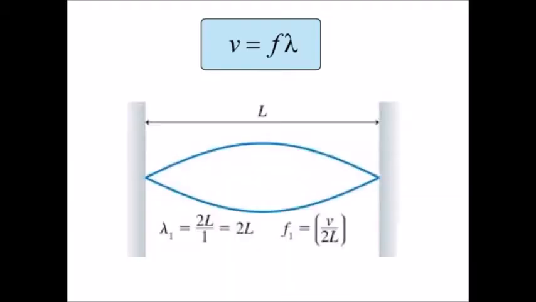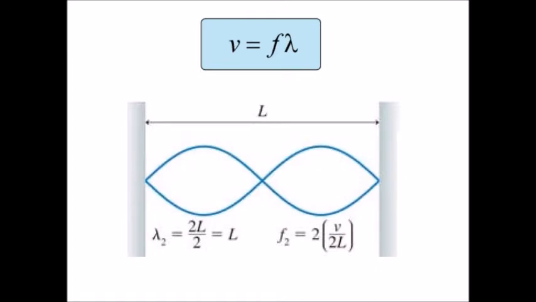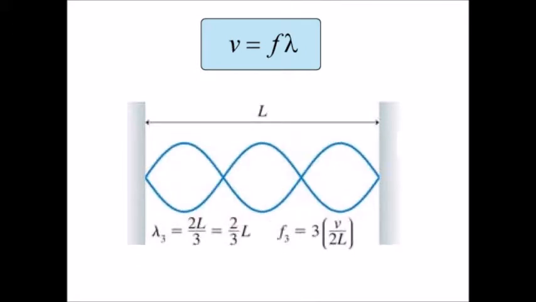The key equation: velocity is equal to frequency times wavelength. The velocity is the same no matter what the frequency. And here's the key: if the wavelength fits, it fits. And if the frequency is a whole number multiple of the fundamental frequency, we can get a standing wave. This is the third mode of the standing wave.